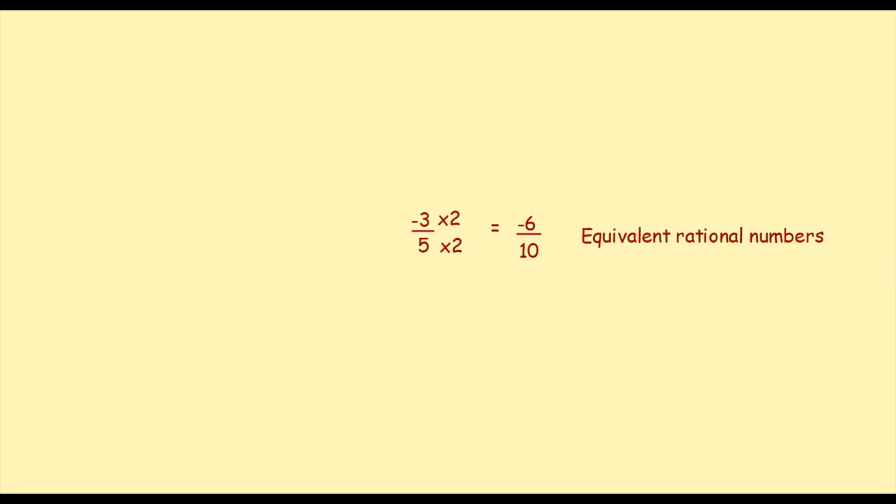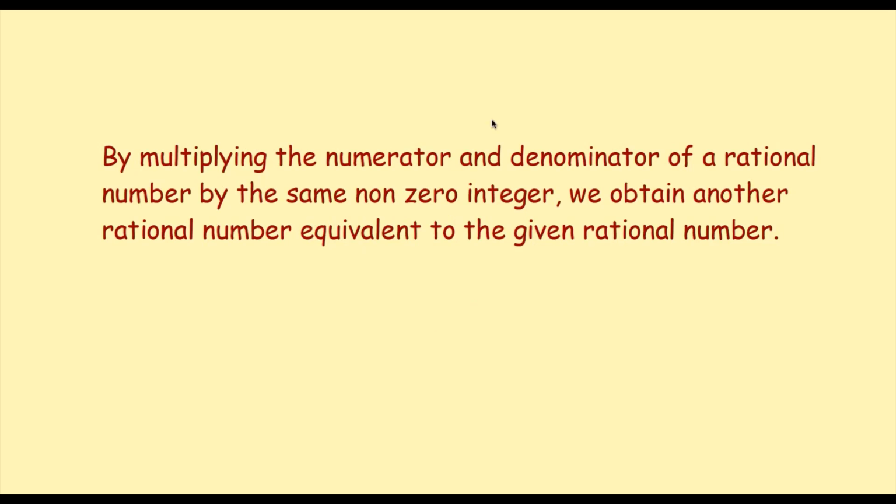Now if you multiply both numerator and denominator by 5, again you will get a rational number, which is negative 15 by 25, that is also equivalent to negative 3 by 5. In this way you can find as many rational numbers as you want. That is, by multiplying the numerator and denominator of a rational number by the same non-zero integer, we obtain another rational number equivalent to the given rational number.